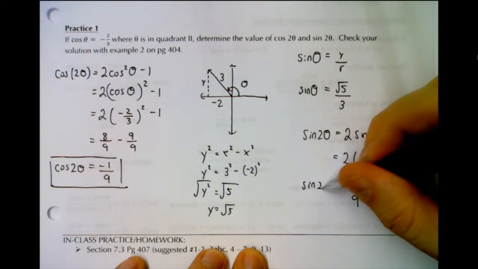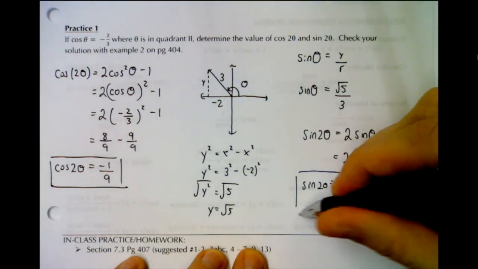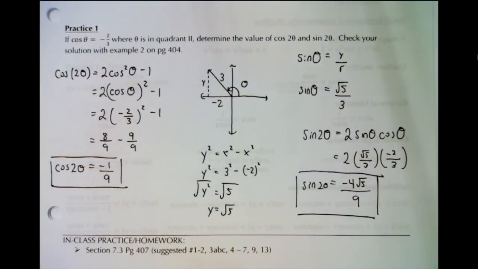So sine 2 theta is negative 4 times root 5 over 9.